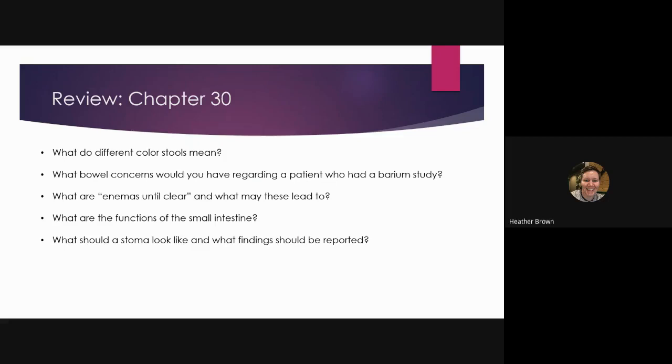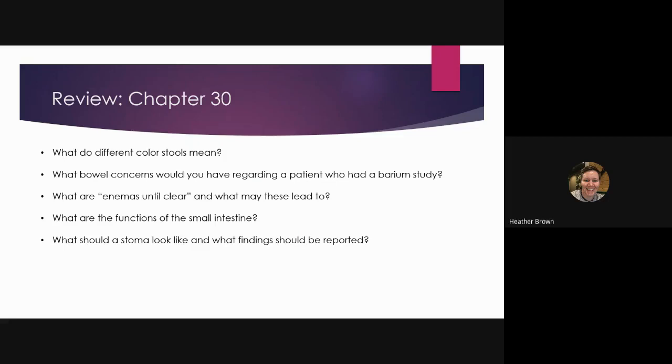Very good job, guys. The next thing is, what bowel concern would you have regarding a patient who had a barium study? So if your patient has a barium study, are they prone to diarrhea or constipation?